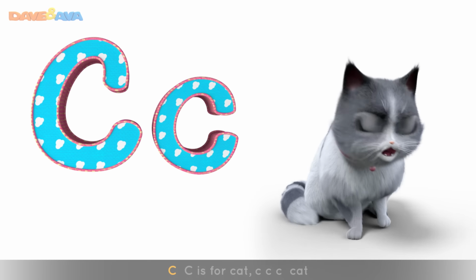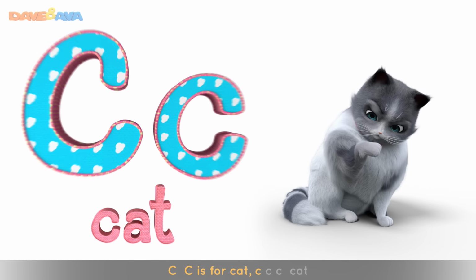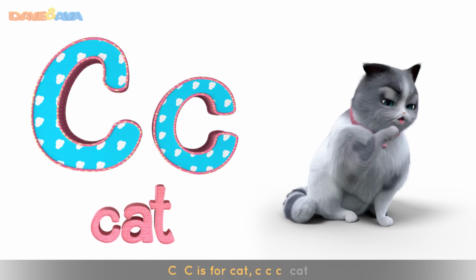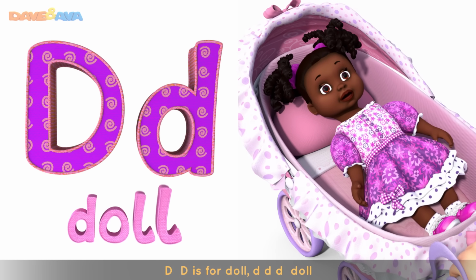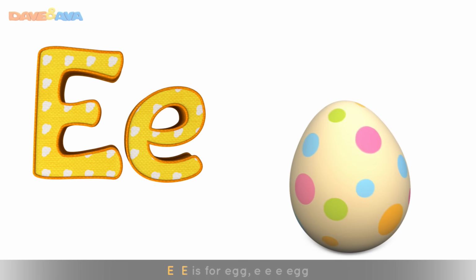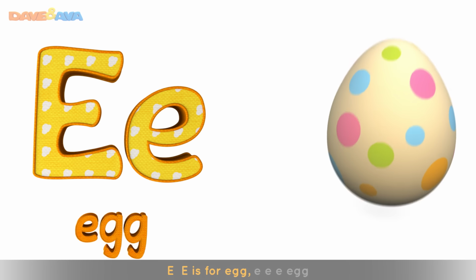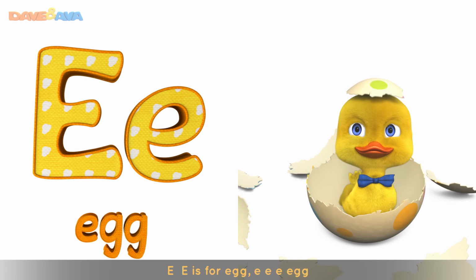C. C is for cat. C, C, C, cat. D. D is for doll. D, D, D, doll. E. E is for egg. E, E, E, egg.